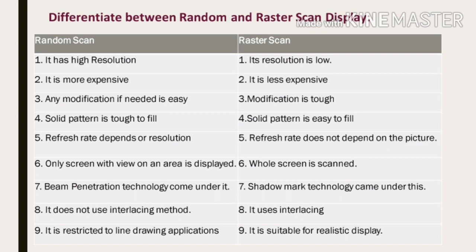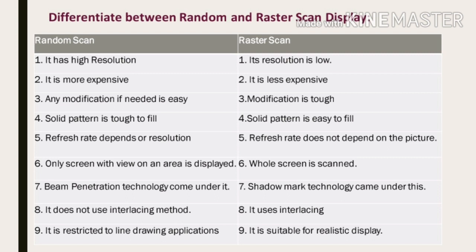There are some differences between random scan and raster scan display. In a random scan it gives high resolution picture but raster scan doesn't give. It is more expensive in case of random scan but raster scan is less expensive. In a random scan, any modification if needed is very easy but it is tough in a raster scan. Solid pattern is tough to fill in a random scan, means solid images cannot be drawn in random scan, but it is easy in a raster scan.